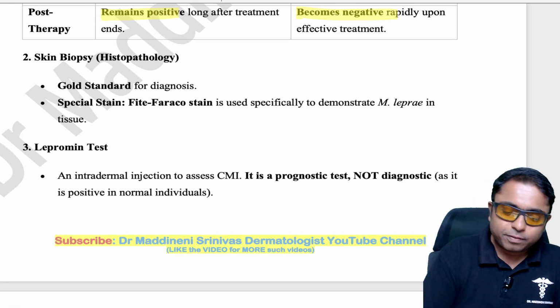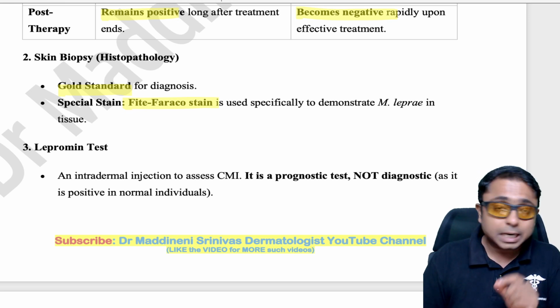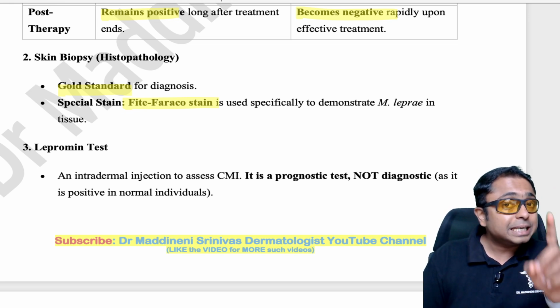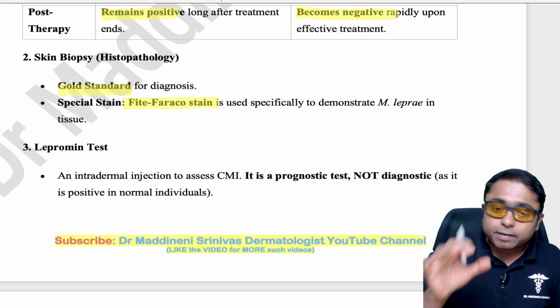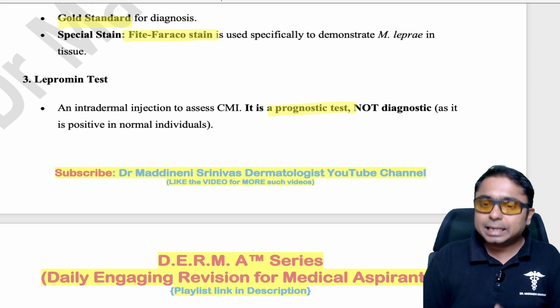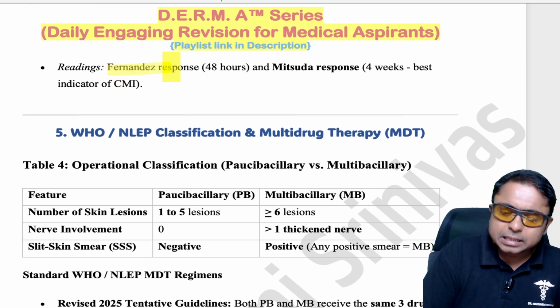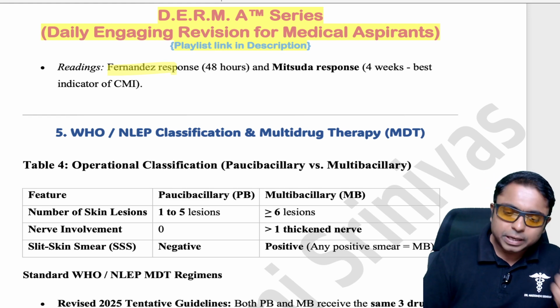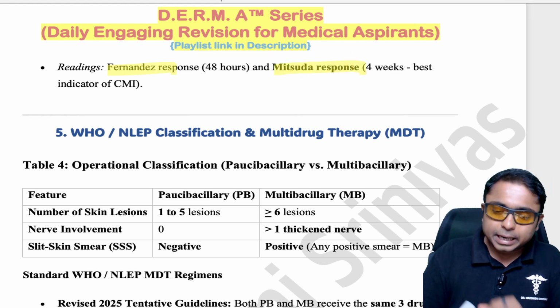Biopsy is the gold standard for the diagnosis, and the special stain which we are going to use is Fite-Faraco stain. Remember, acid-fast bacillus Ziehl-Neelsen stain is for the smears, and for biopsy we are going to do the Fite-Faraco stain. Lepromin test, we have already discussed this. It's a prognostic test, it's not a diagnostic test. Very important point to remember. And it has two responses, reactions we can say, readings: Fernandez and also Mitsuda, early and late.